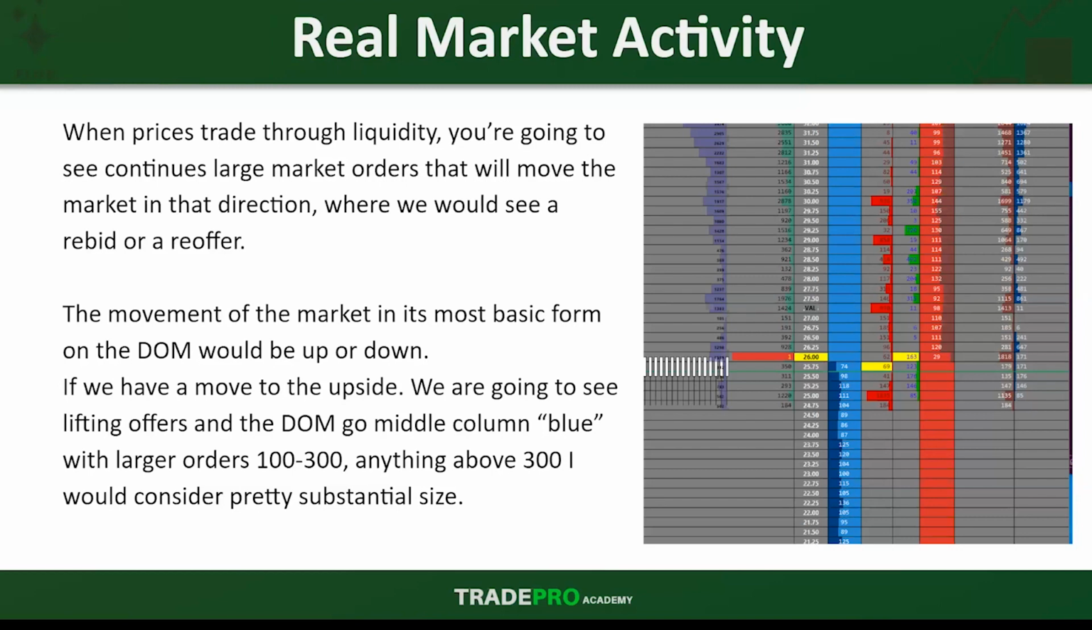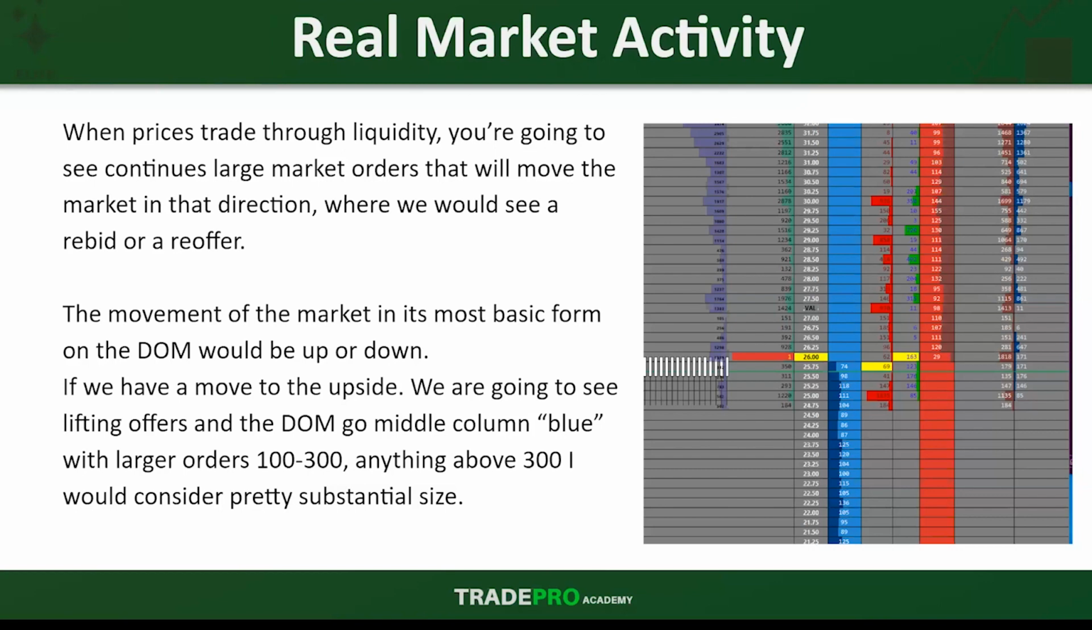The movement of the market in its most basic form on the DOM would be up or down. So if we have a move to the upside, we're going to see lifting offers on the DOM. So the middle columns, the blue side, is going to be lighting up with larger orders between 100 and 300 continuously as the market continues to go up. That doesn't necessarily mean that it's just going to continuously go up without any pullbacks. You can see minute pullbacks, but the pullbacks are generally, if it's a strong bull trend, going to be on weaker volume.